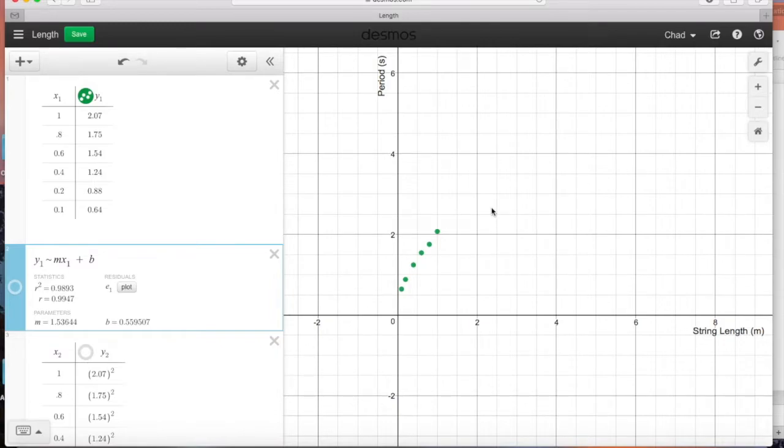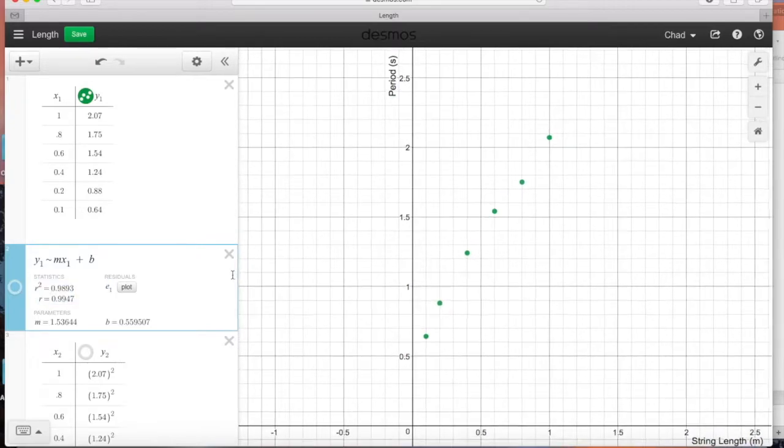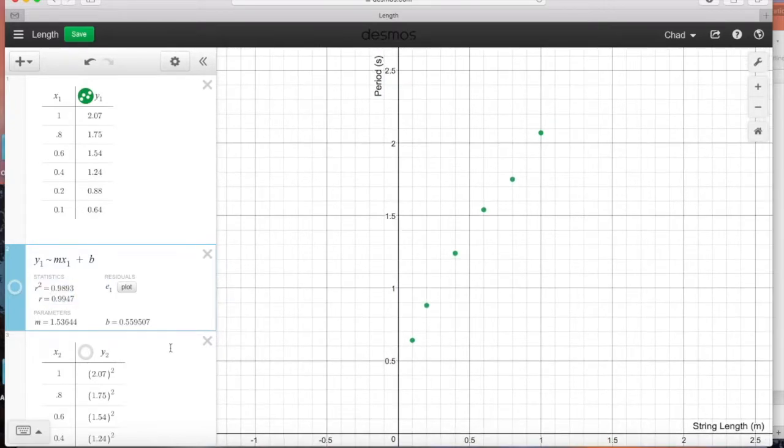So I want to ask the question now, could this data fit a curve? Instead of a straight line, y is proportional to or equals mx plus b, is there a curve that could fit here? So to test whether or not there was a curve that could fit, I first manipulated the data.